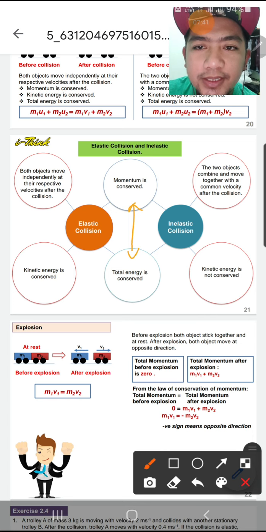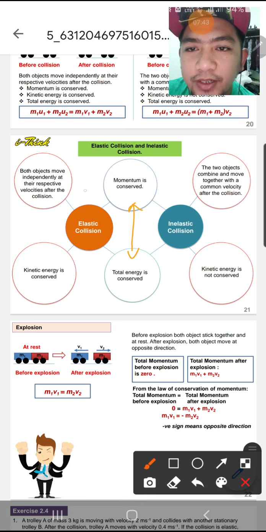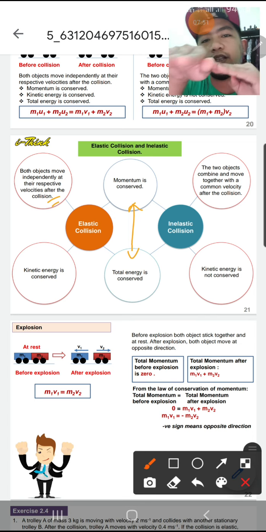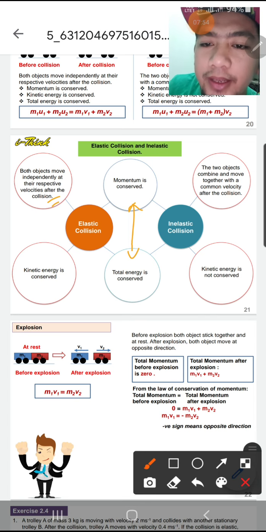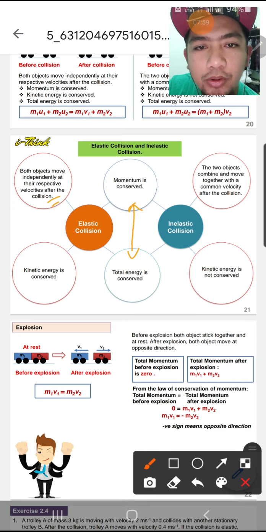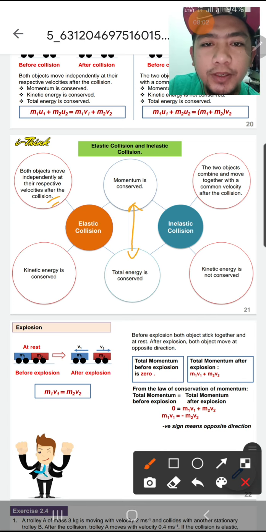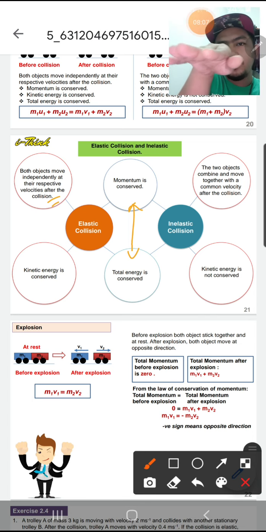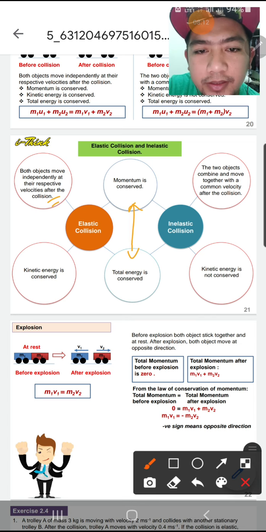The difference is that in an elastic collision, both objects move independently at their respective velocity after the collision, so they move independently, not stuck together. And the kinetic energy is conserved. In an inelastic collision, the two objects combine and move together with a common velocity after the collision, and the kinetic energy is not conserved. So you can see the similarities and the differences here.